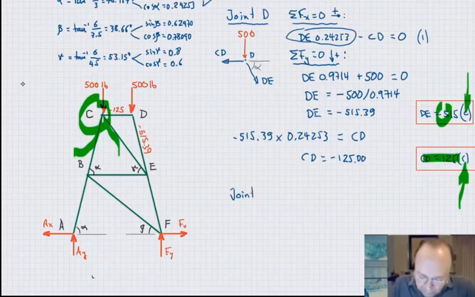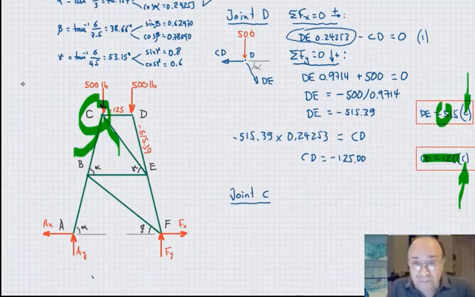Joint C. You have to do the free body diagram of every single joint. I don't know how to say that with more emphasis. So that's the free body diagram of a joint, a dot. Okay, what forces do we have on that dot?